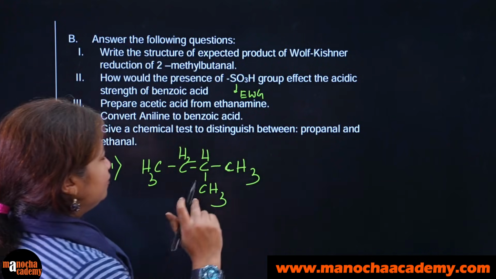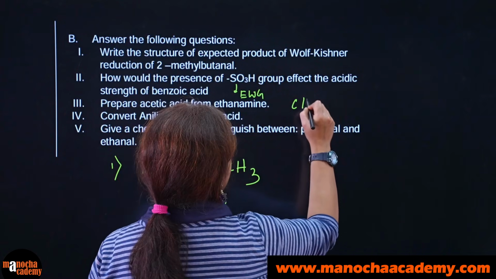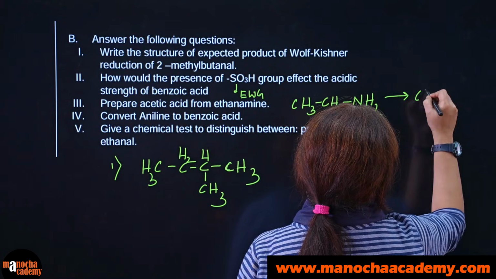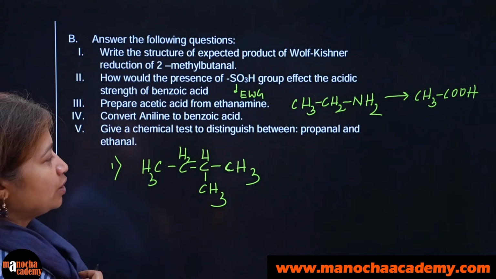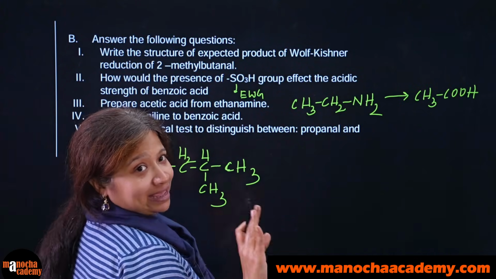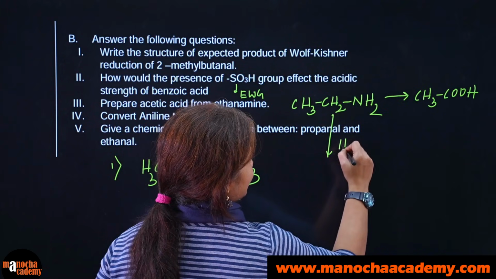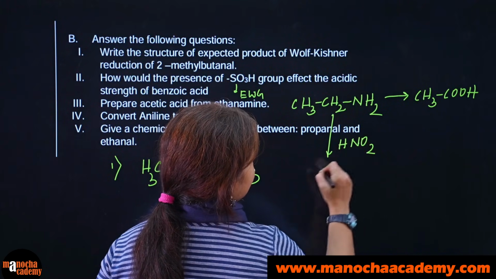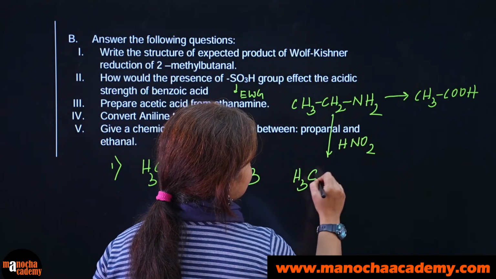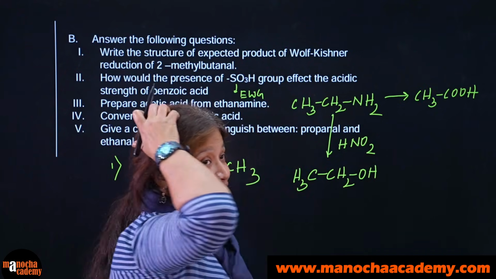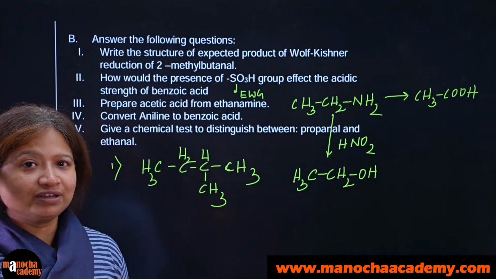Now they have given us ethanamine, and from this you have to prepare acetic acid. Okay. If you look at it, it's a primary aliphatic amine. This with nitrous acid gives us an alcohol. This diazonium salt is quite unstable, isn't it? And that gives an alcohol.